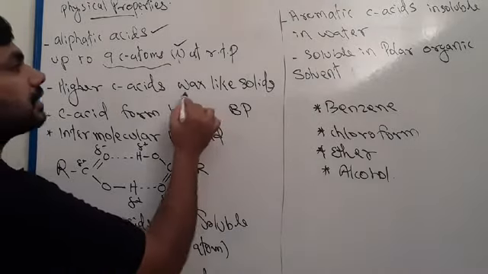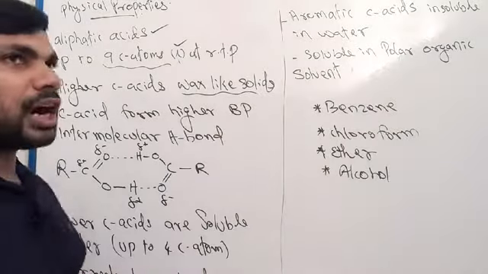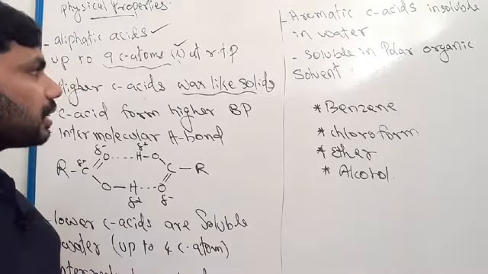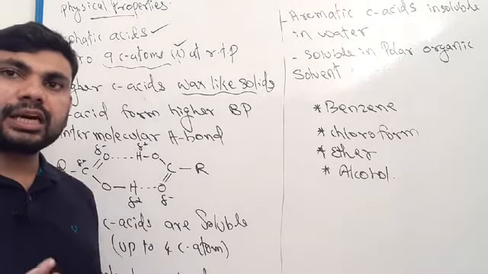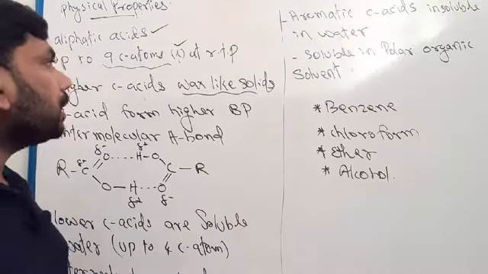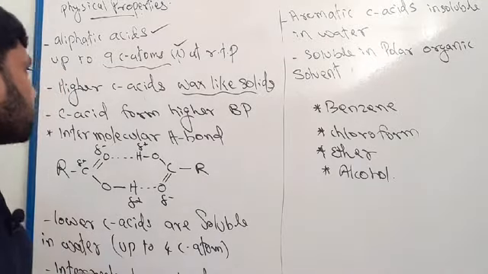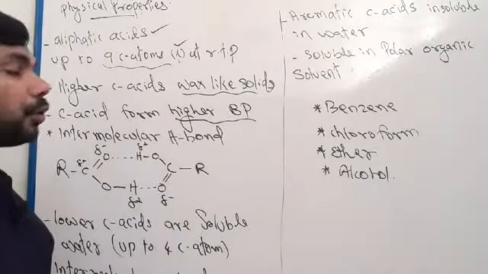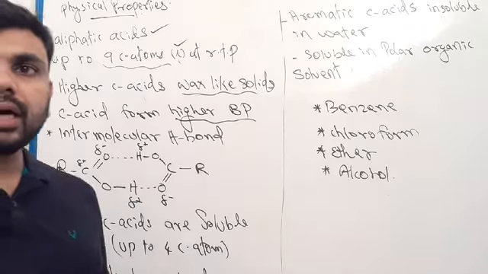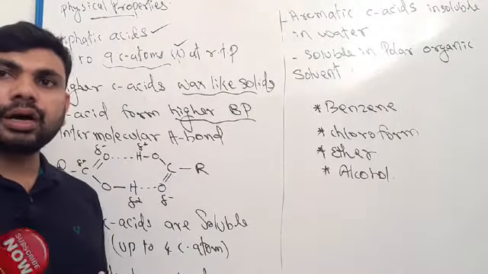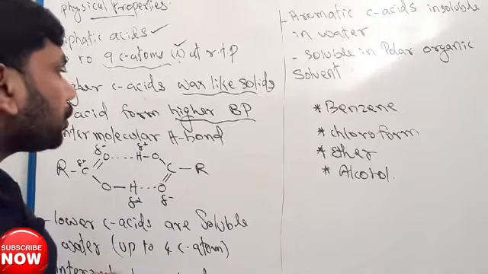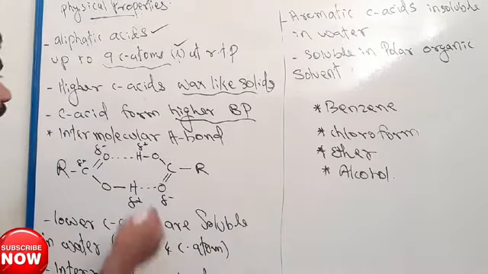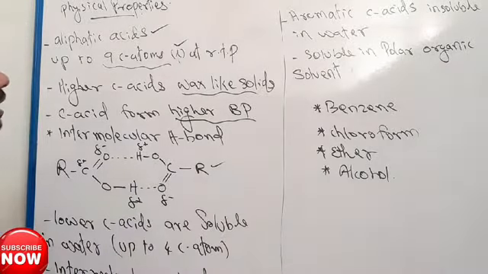Higher carboxylic acids are wax-like solids. So carboxylic acid up to 9 carbon atoms are liquid state, and higher carboxylic acid, meaning carboxylic acid containing more than 9 carbon atoms, are wax-like solids, okay. And carboxylic acid shows higher boiling point compared to aldehyde, ketone and hydrocarbon. Carboxylic acid shows higher boiling point because carboxylic acids form intermolecular hydrogen bonds.